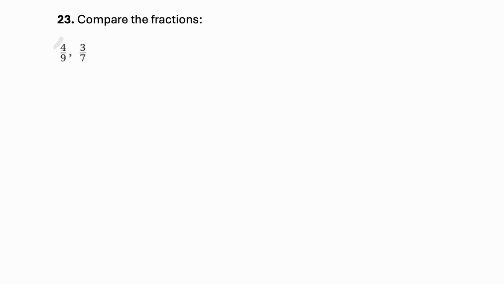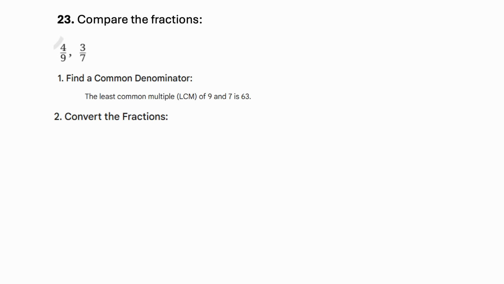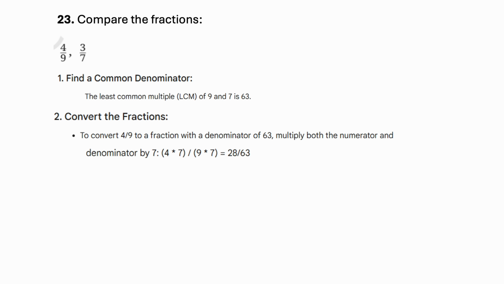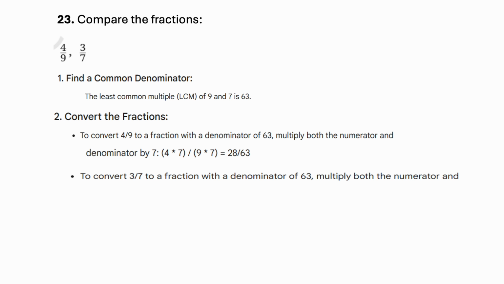Next one, 4 by 9 and 3 by 7. First, we have to find a common denominator. So, we have to find the least common multiple of 9 and 7. It is 63. Then we have to convert the fractions. To convert 4 by 9 to a fraction with a denominator of 63, multiply both numerator and denominator by 7. So, 4 into 7 is 28, 9 into 7 is 63. So, we will get the fraction 28 by 63.